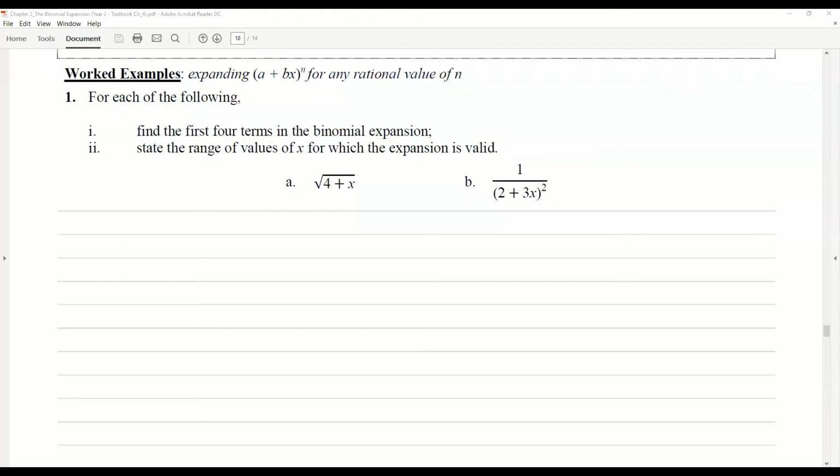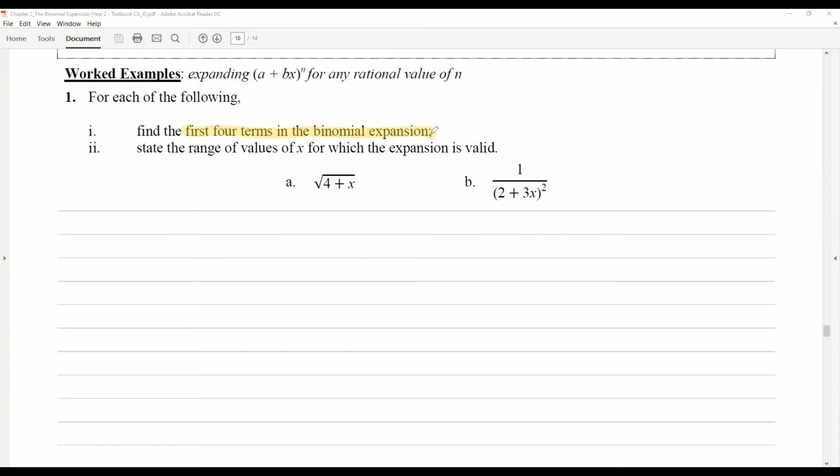So now we're getting close to what a full A-level question might be like. You might be asked to expand something like this. So we have to find the first 4 terms. Again, be really clear. Don't forget, or highlight, or make a note of how many terms we actually need. And we also have to state the range of values for which the expansion is valid. Now, that's the easy bonus mark at the end. And again, please don't forget to do that.